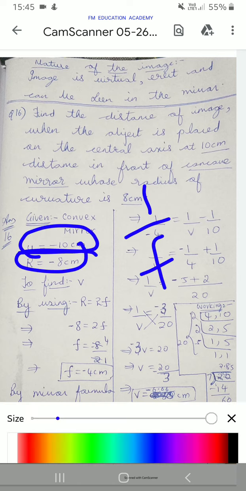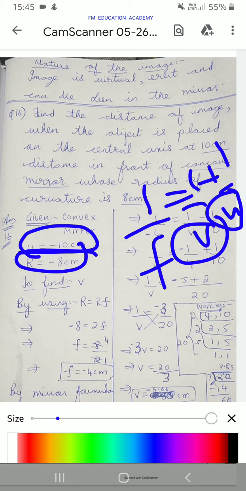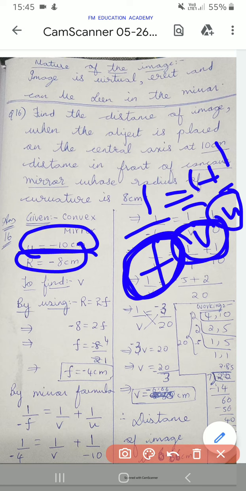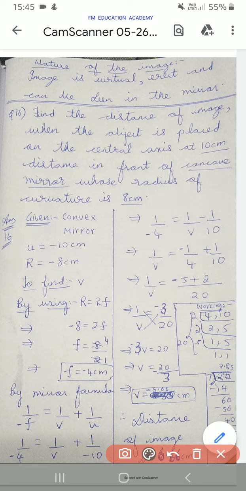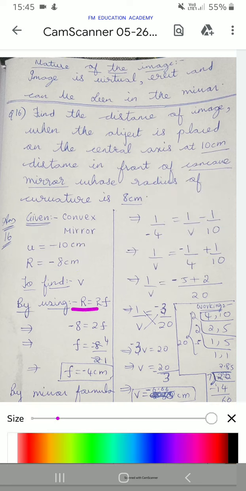But if u and r are given, what is our mirror formula? 1 by f is equal to 1 by v plus 1 by u. Only u is given. Is v given? No. Is f given? No. Then how can you find out v? For this we need the value of f. How to find f? We have a relationship between radius of curvature and focal length: r is equal to 2f.